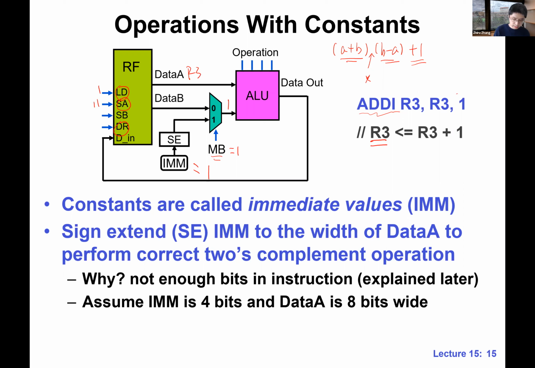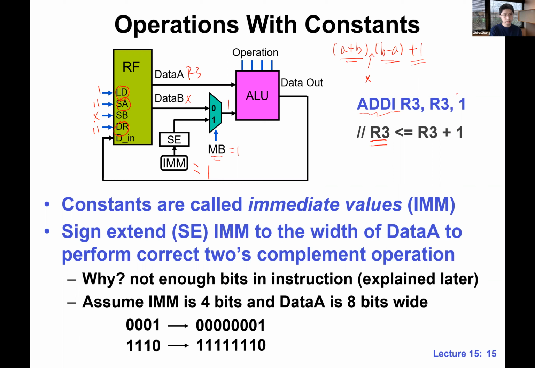Let's look at DR. DR is also 1, 1, right? Because we are writing to R3. How about SB? This is the more interesting case. What's SB? Very good, don't care. Because we are not using this, right? This is don't care. Make sense? Good. All right.